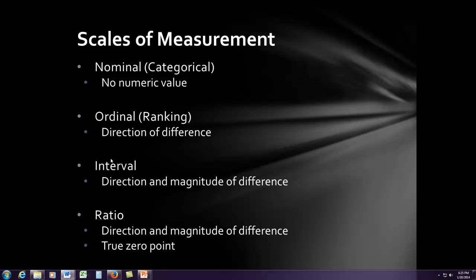Now, the next scale of measurement is interval. Interval measures the direction and the size of the difference between different categories. So this is the same as ordinal, but each interval between categories is exactly the same size. Whereas ordinal just tells you the direction of the difference, interval tells you the direction and the magnitude of the differences between any given rating on a variable.